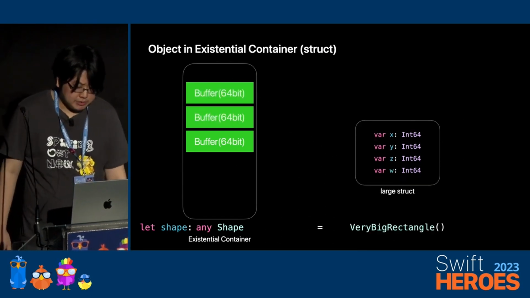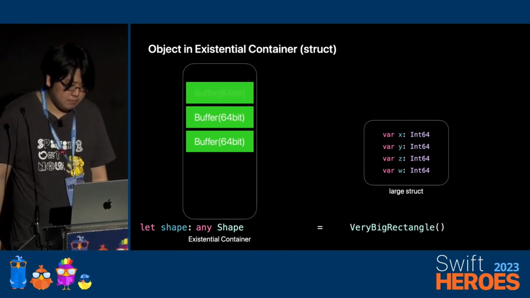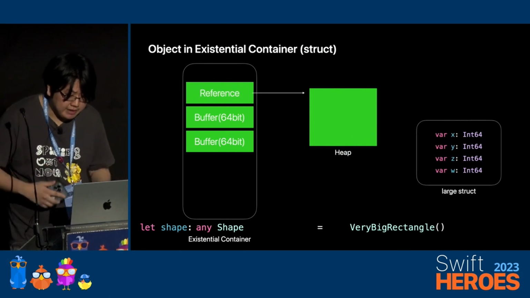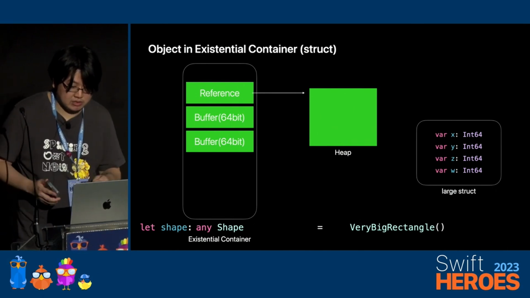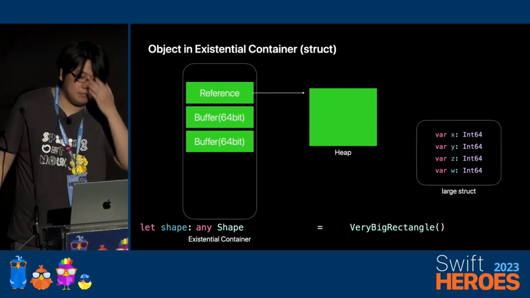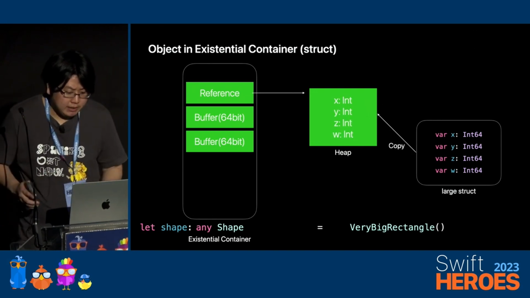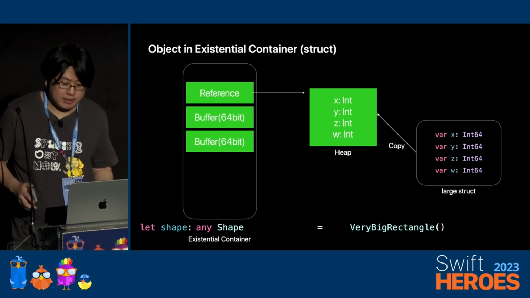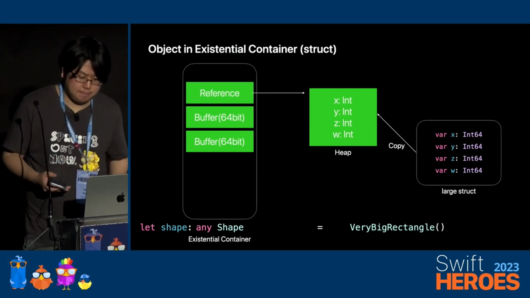So how about a big object like VeryBigRectangle? First, the existential container allocates an additional heap area in memory, and the address of the heap object is stored to the first buffer. Next, all values in VeryBigRectangle are copied to the heap area. That's why an existential container can hold any size of object.